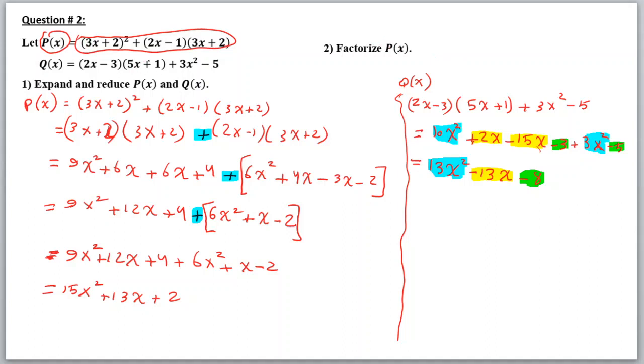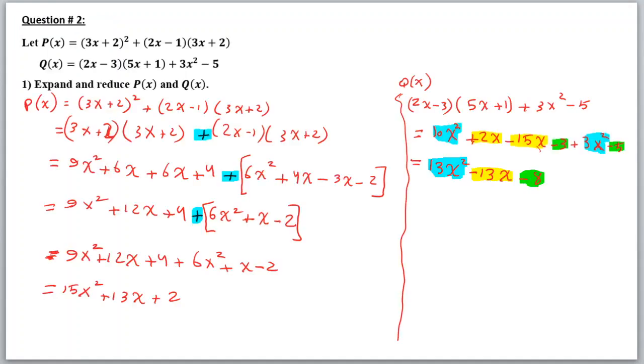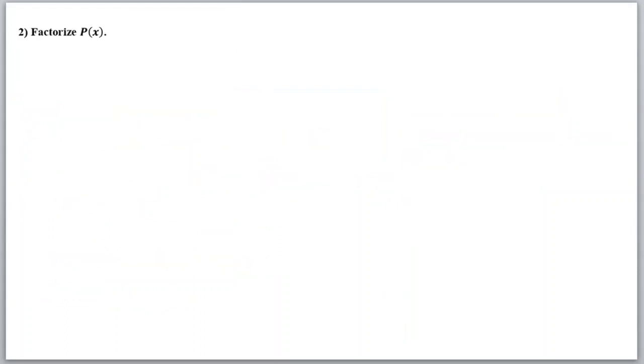factorize P of x. Okay, but how could we factorize P of x? Look at P of x here. So we need to factorize P of x. So in order to factorize P of x, we should copy it first. So let me copy it first. Let me copy it down. So it's equal 3x plus 2 squared.